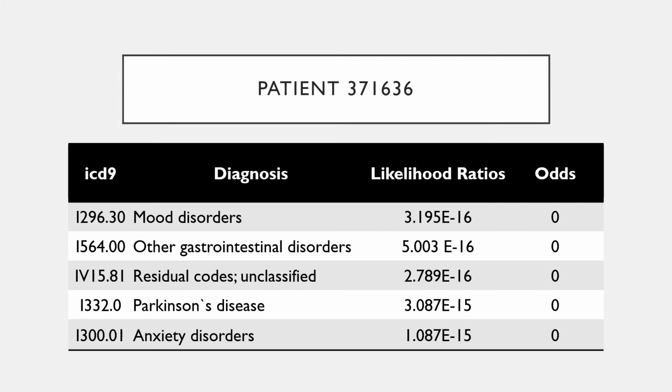So pretty much this is telling me that since this patient has mood disorders, gastrointestinal disorders, even an unclassified one, Parkinson's disease, and anxiety disorders, their combination of diagnoses does not necessarily mean that they will have or have diabetes.